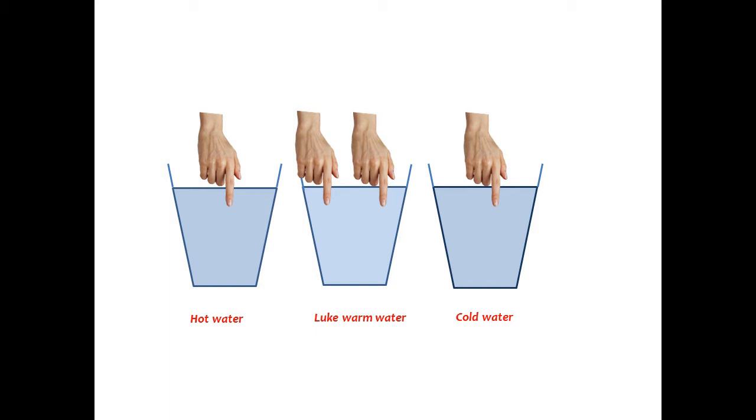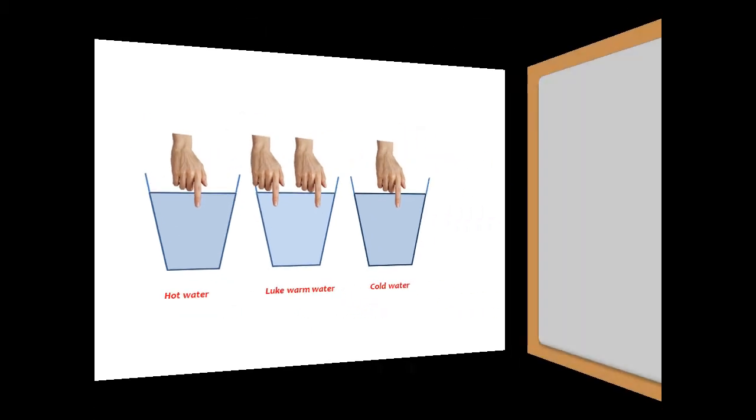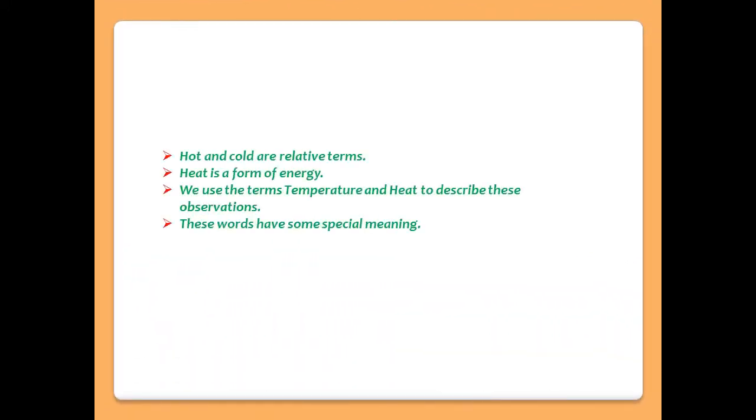See how your fingers are confused. It's not possible to guess the hotness of a substance only on the basis of feel or touch. From this experiment, we understood that hot and cold are relative terms, and heat is a form of energy. We use the terms temperature and heat to describe these observations. These words have some special meaning. In order to understand their meaning, let us do some activities.